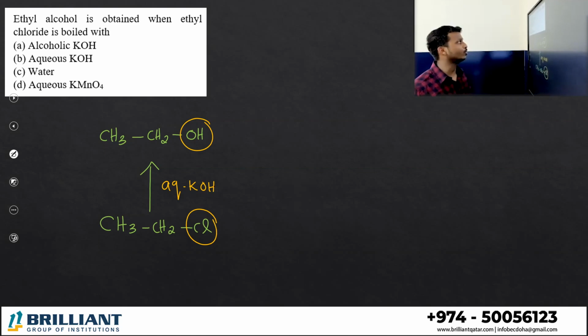Why are we not using alcoholic KOH? Alcoholic KOH will prefer beta elimination. It will give you alkene. Okay. Aqueous KOH is the best one for the conversion.